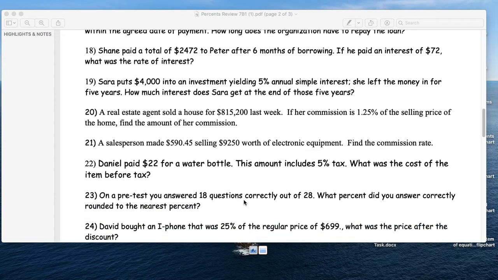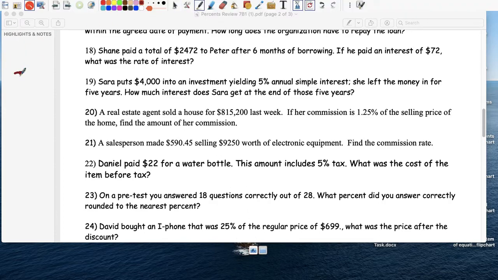Number 19. She puts 4,000 at an annual rate. How much interest does Sarah get at the end of 5 years? All right, so some of these questions are really easy. So how much interest do we make? That's our unknown. She put $4,000, at 0.05, for how long? 5 years. 4,000 times 0.05 times 5. So when she goes back, she'll have $1,000.